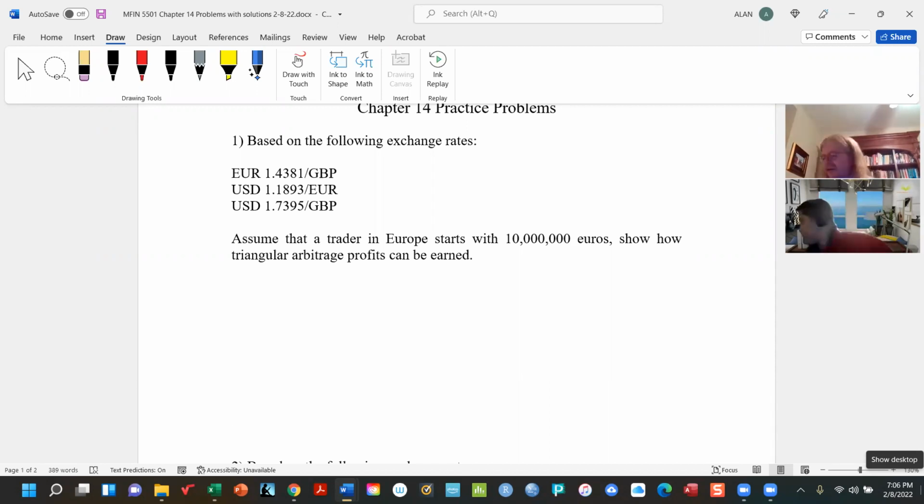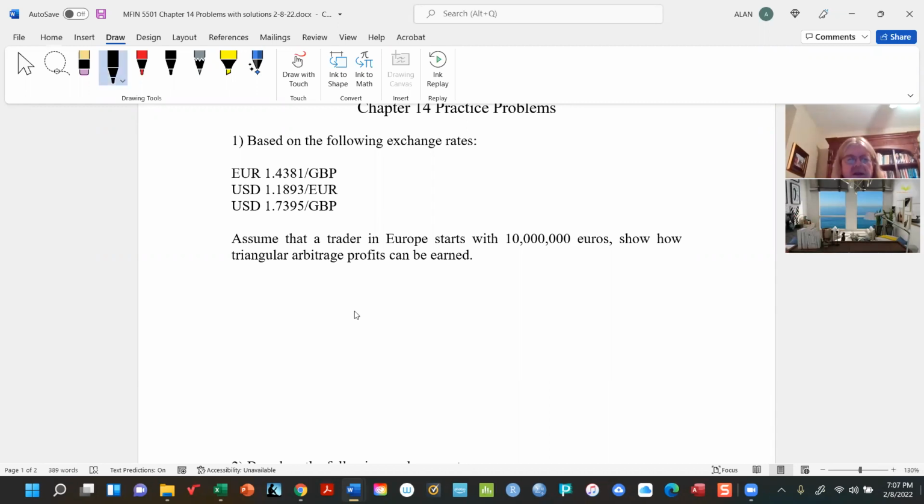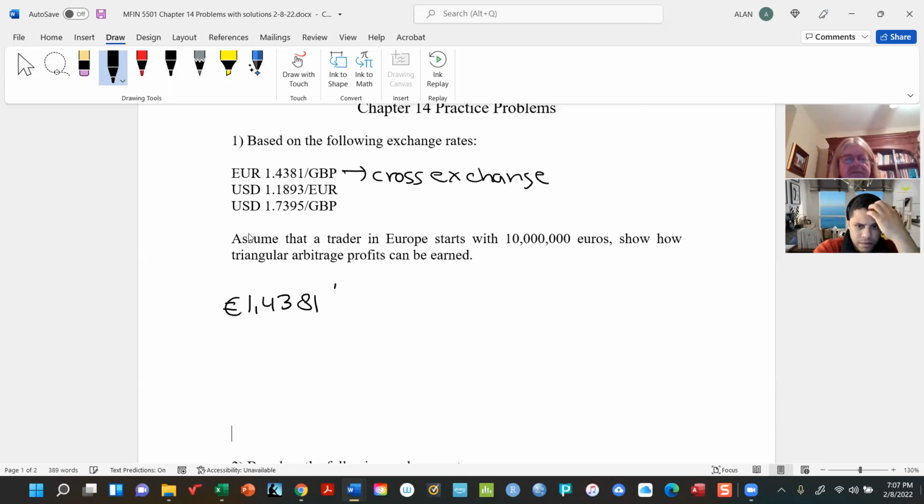So we could start, for example, with, let's say, our cross exchange rate, which is so many euros per pound. So I'll use the symbols. We've got a cross exchange rate, and you know it's a cross exchange rate because it does not mention the dollar. There's an implied mention of the dollar, but we're going to see if this is consistent. So at the moment, it takes 1.4381 euros to buy a pound. This is a quote given to us by a foreign exchange dealer. Now, whether it's correct or not is a different question.